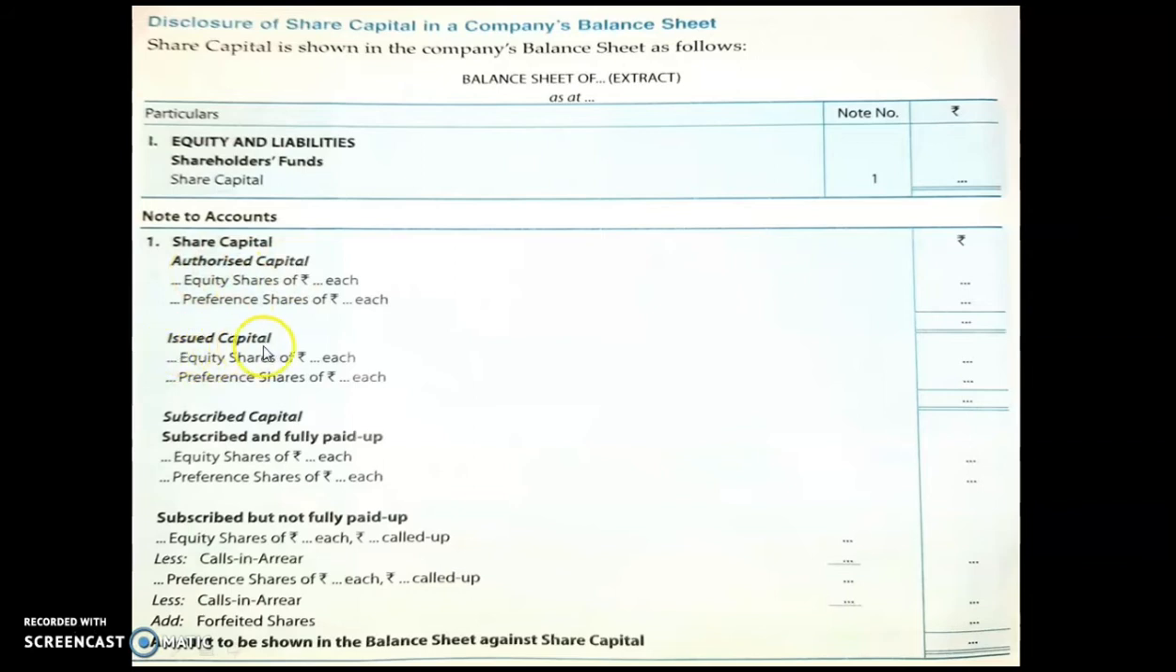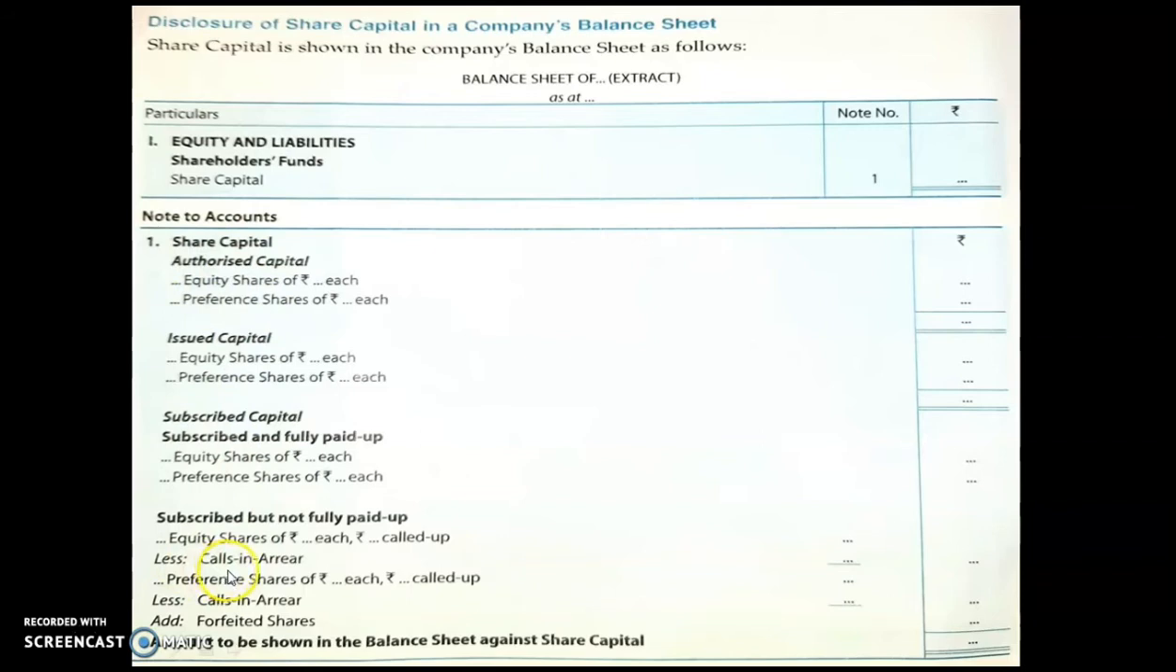Then comes issued capital, and under issued capital also the two classes, equity shares and preference shares, have to be shown. Then we have subscribed capital. Under subscribed capital, there are two more types, that is subscribed and fully paid up, and subscribed but not fully paid up. You can see here terms like paid up and called up, that we will discuss in the coming slides. So these are the classifications of share capital.